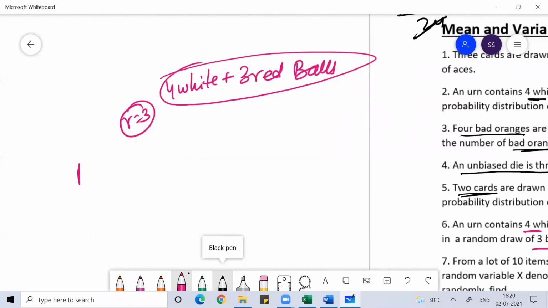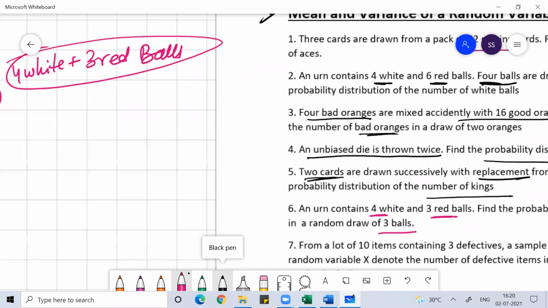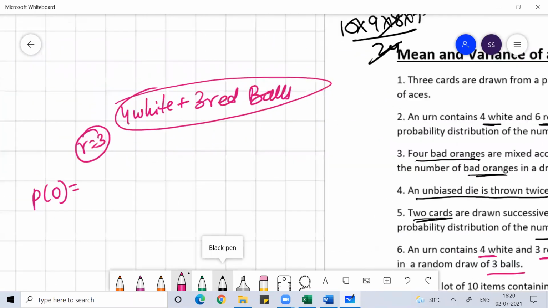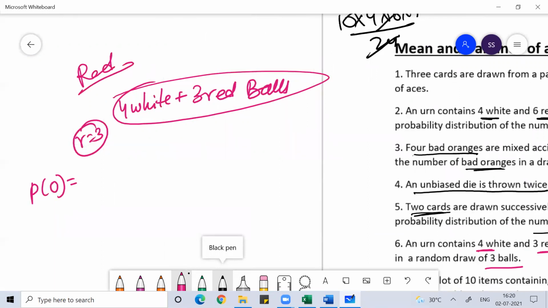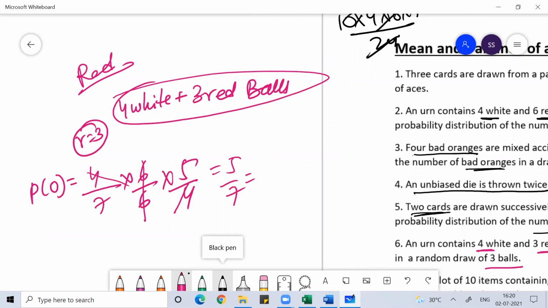So you may get 0 red balls. 0 red balls means three balls you draw and none of the balls should be red in color. So all the 3 are white in color. That would be 4 by 7 into 3 by 6 into 2 by 5. Clear? So you can do this. Either you do it like this or you can say 4C3 divided by 7C3. You'll get the same thing.